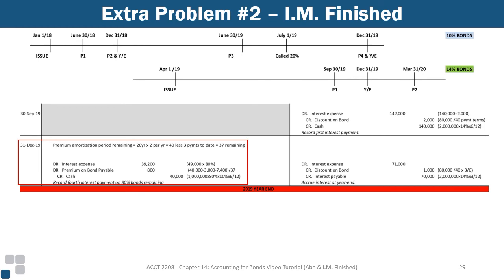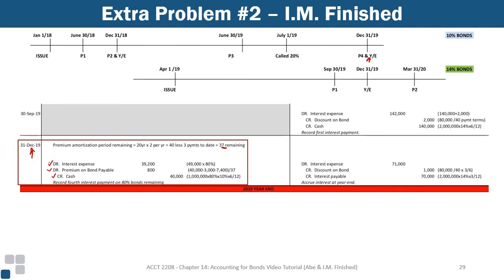Now at the year end, December 31st, 2019, we have the last payment for the $10,000 bonds. Remember, what's left is there are 37 payments remaining. So as with the other entries, we'll set up a debit to interest expense, set up a debit to premium on bond, and credit cash.